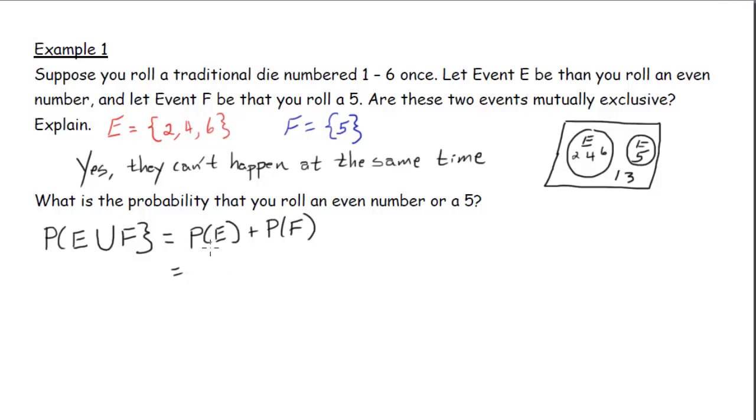So an even, half of the numbers on a die are even, so that would be a half. Or you can think of it as 3 out of 6, 2, 4, and 6. Plus the probability that I roll a 5, well, there was only one 5 on a die with 6 sides. So if I'm going to add these guys up, I might want to get a common denominator first. 3/6 plus 1/6, which is 4/6 or 2/3.